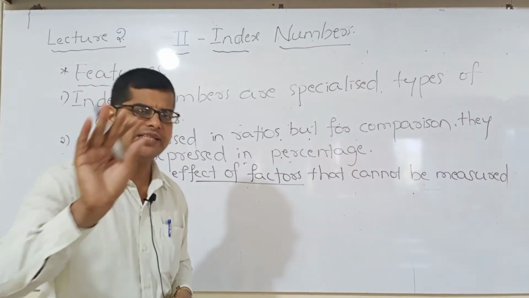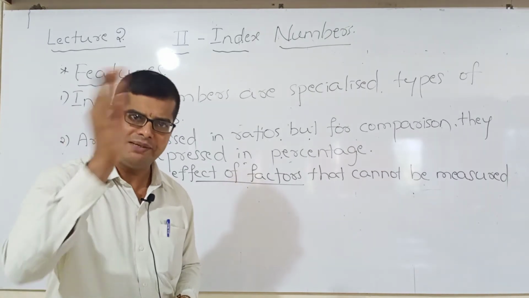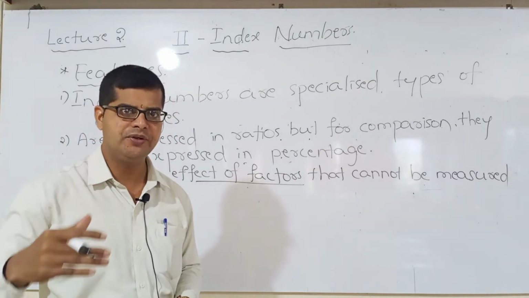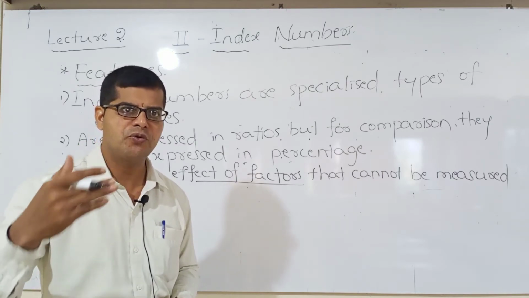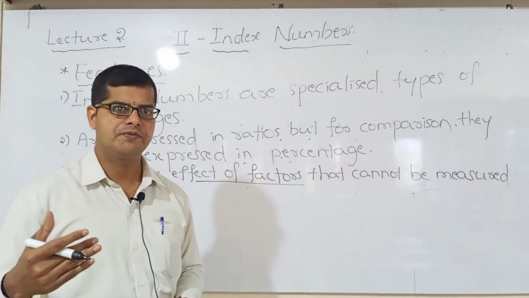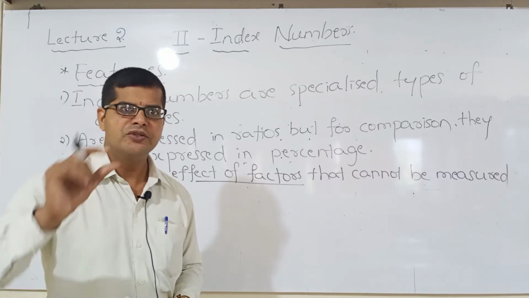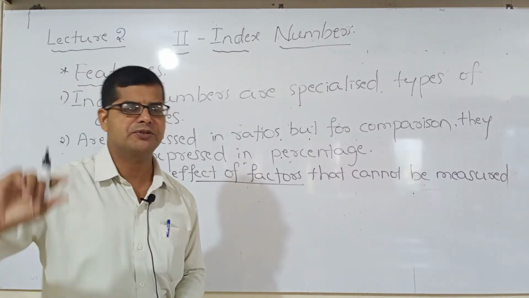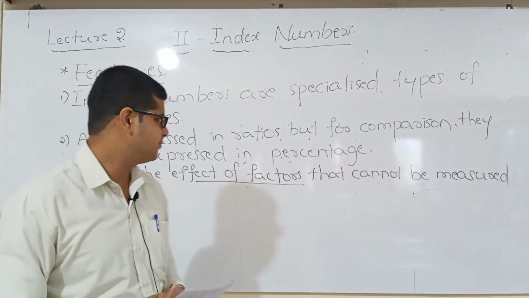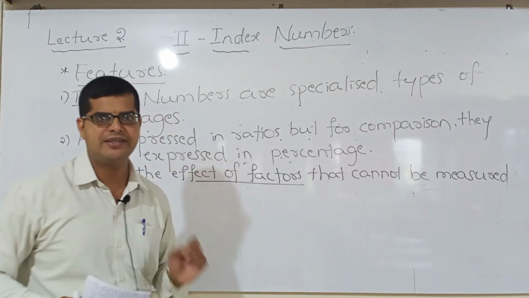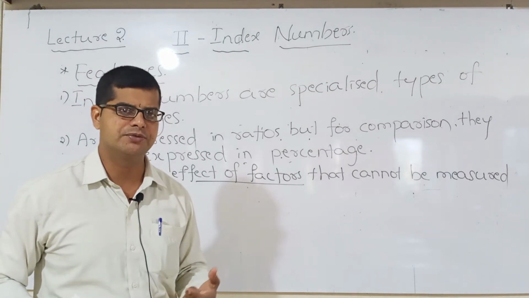One more example I give you for easy understanding. The same example as in the previous video, we took your percentage marks. In first PUC commerce, your score was 90%. In second PUC commerce, your score is 95%. So from 90 to 95%, we find a 5% increase in your percentage. So what are the reasons, the effect of factors, for scoring a higher percentage in the second PUC commerce exams?